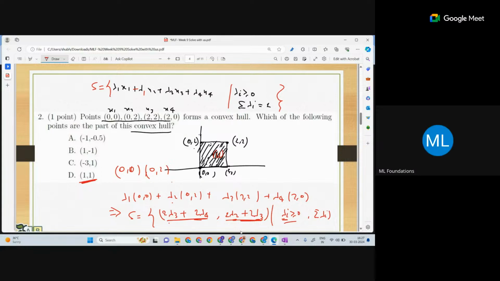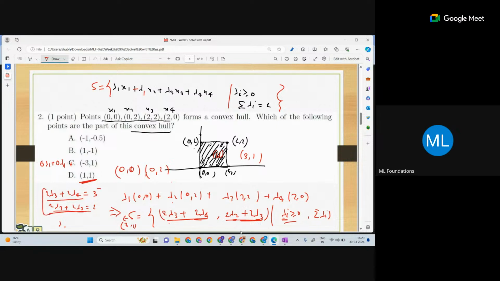But suppose there is another point outside of this, let's say (3, 1). If we assume this point (3, 1) belongs to this set, then we'll get a system of linear equations. If we assume that 2 lambda2 plus 2 lambda3 is going to be 1, now we try to solve this system with 4 variables: 0 times lambda1 plus 0 times lambda4, and so on. This will form a system of linear equations.